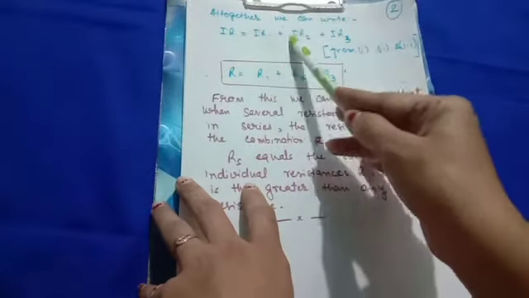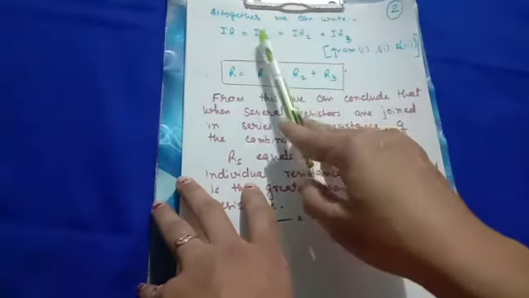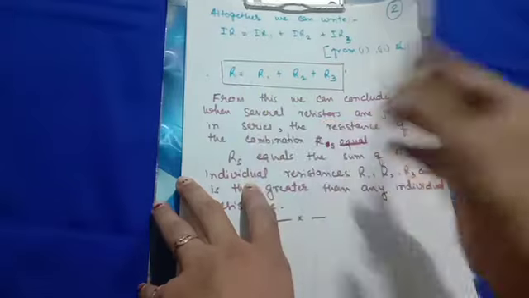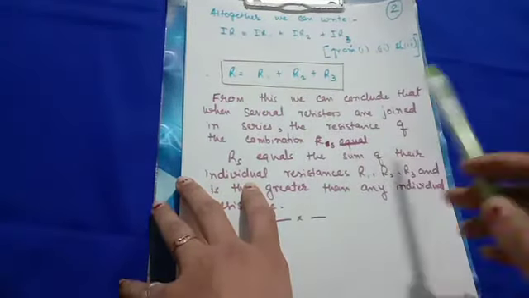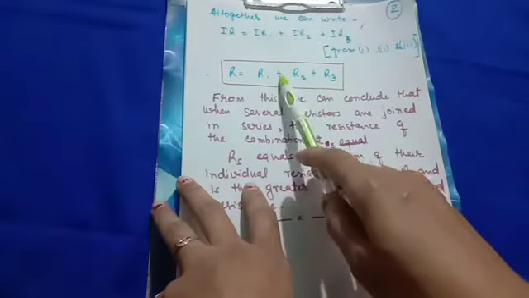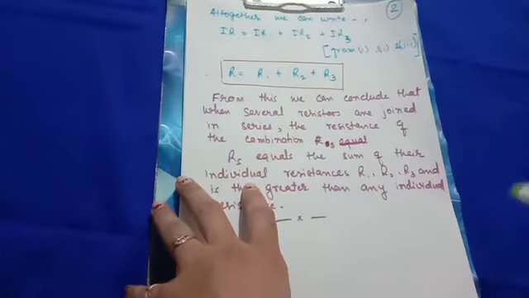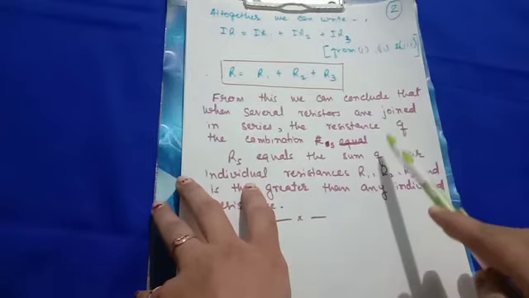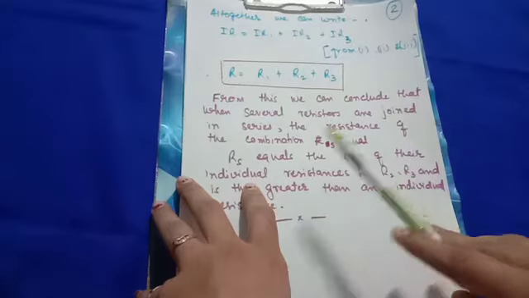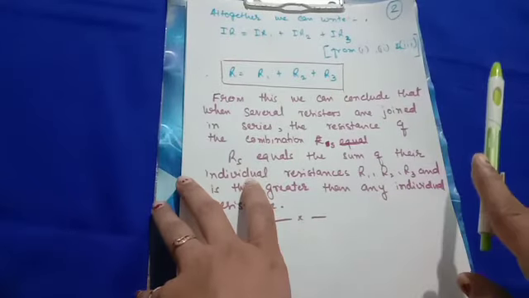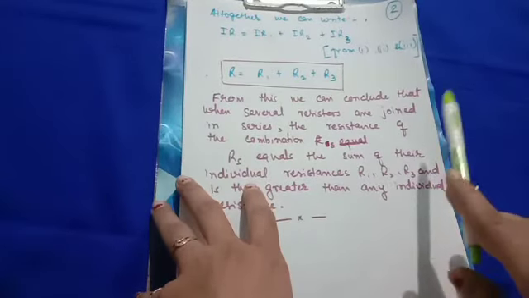Now I gets cancelled from everywhere if I take common from here, and this I will be cancelled after taking common. Okay, not directly, after taking common. I will be getting R is equal to R1 plus R2 plus R3. That means the resistance which we have connected in series, the equivalent resistance will be the sum of all the 3 resistors. Okay, all the 3 resistors.